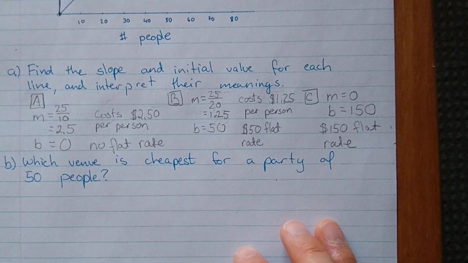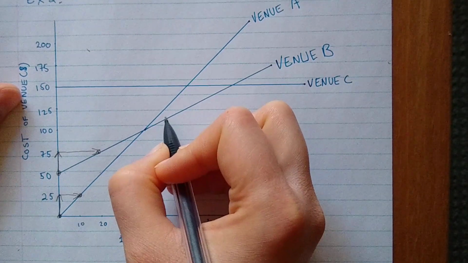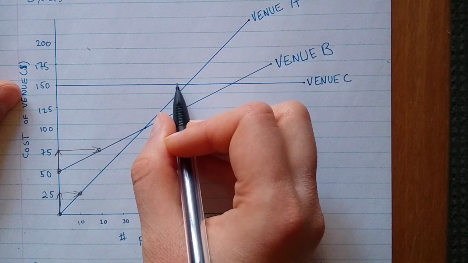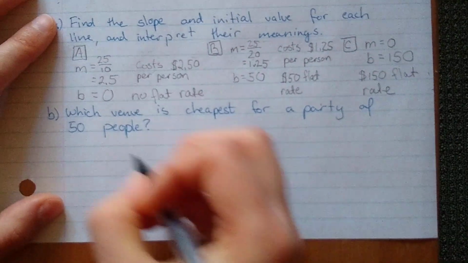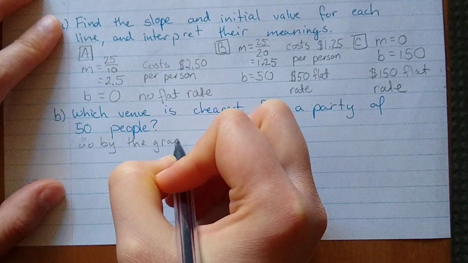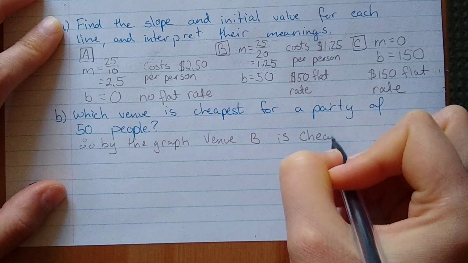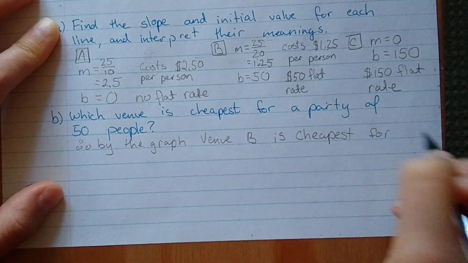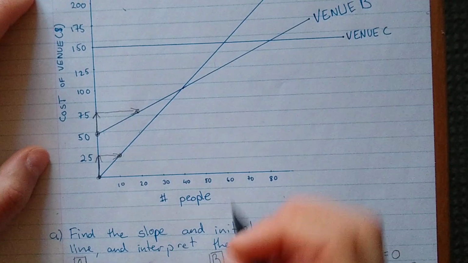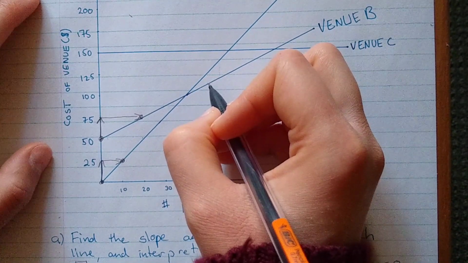So which venue is cheapest for a party of 50 people? All you do here is you go to 50 on the graph and you follow up. So the line that's the lowest, or the cheapest, is venue B. Then we would go to venue A and then venue C. So therefore, by the graph, venue B is cheapest for 50 people. And if you check the graph here, it's going to be roughly $110.